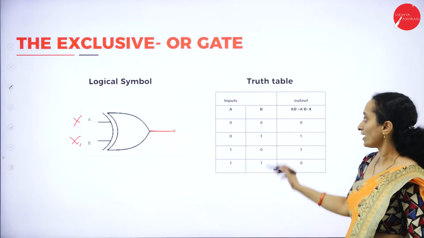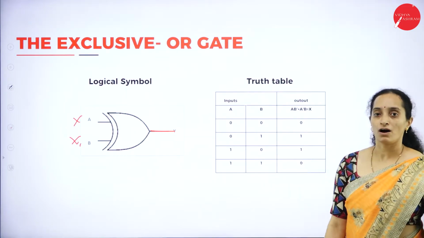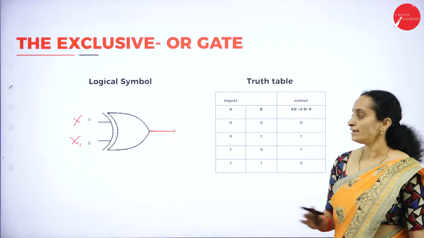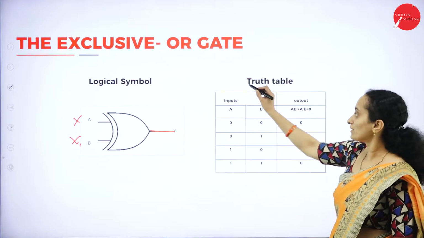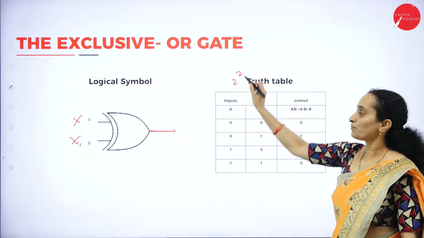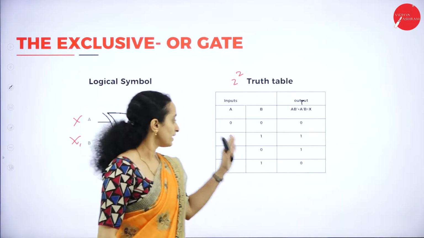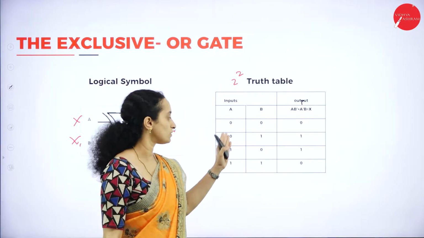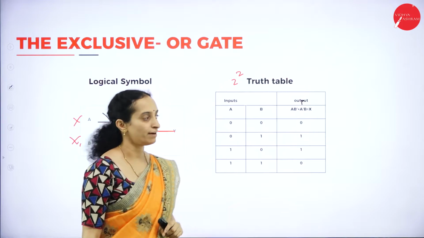To check the inputs and the outputs, the truth table of the exclusive OR, or simply called XOR, is given here. Since it has 2 inputs, how many combinations do you get? 2 to the power of 2, 4 combinations, isn't it? We have the inputs A and B with the combinations 0 0, 0 1, 1 0 and 1 1.